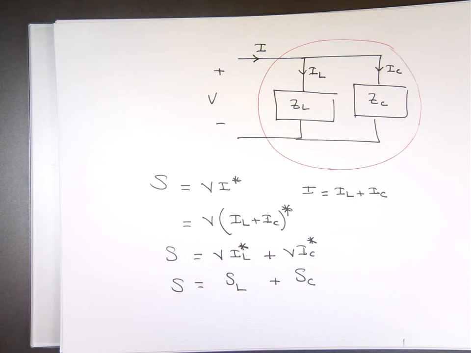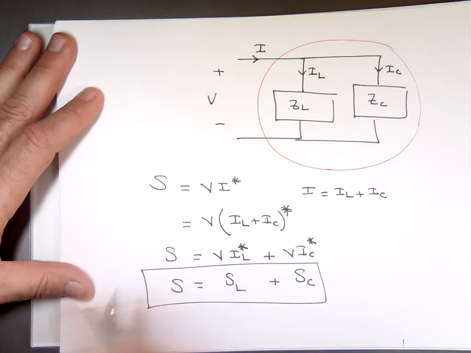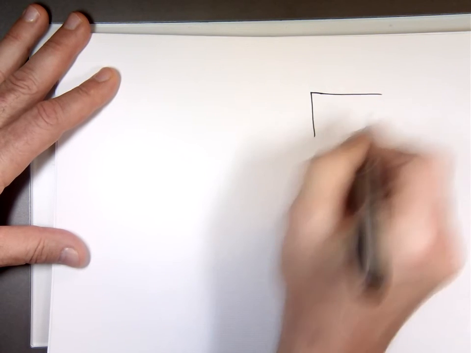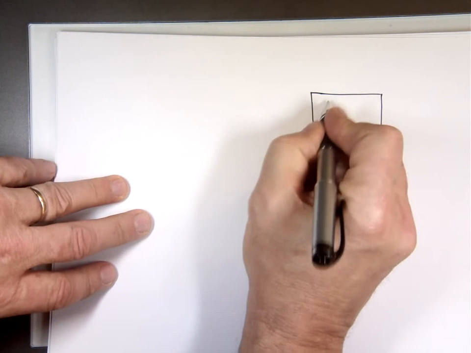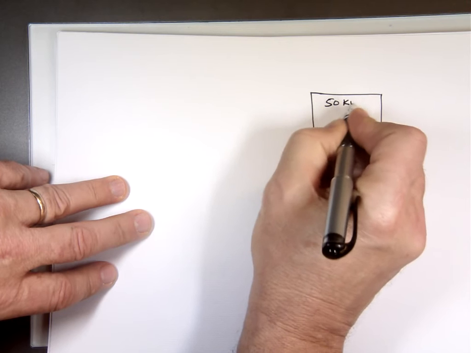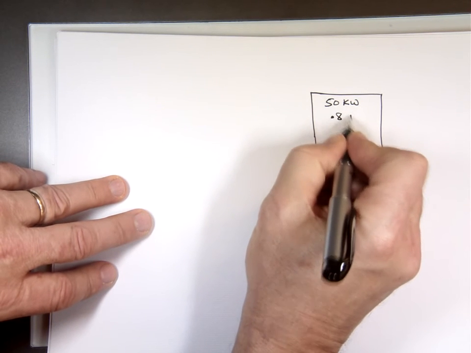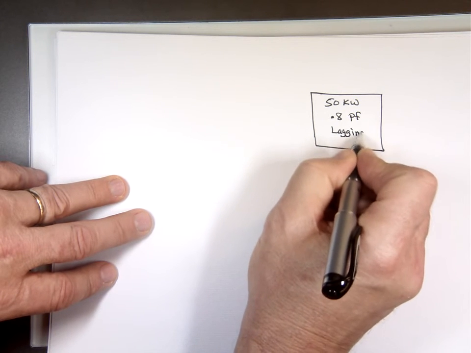Okay. So let me give you an example with numbers in it. But that's the reason why we're doing this, so you can add them. Let's say I have an electrical load, and I'll put some numbers in it. Here's my load, and it has 50 kilowatts. It has a 0.8 power factor, and it's lagging. So that's my load.